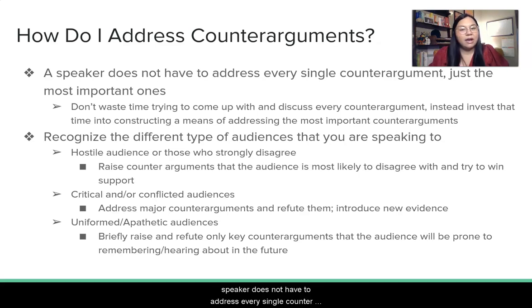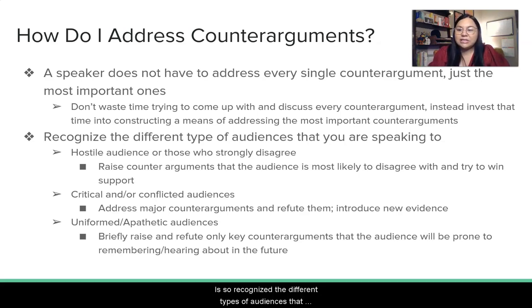A speaker does not have to address every single counter argument, just the most important ones. You don't want to waste your own time talking about all the counter arguments, because then you're going to spend your whole speech talking about the other side. So don't waste any time trying to come up with and discuss every counter argument. Instead, invest that time into constructing a means of addressing the most important counter arguments. Those are the ones that might be brought up whenever your opposing side is trying to refute your arguments, or the most relevant ones in the context that you're discussing it in.